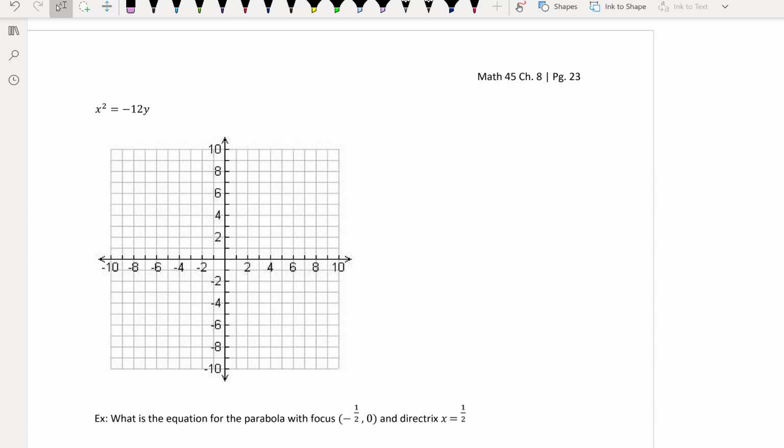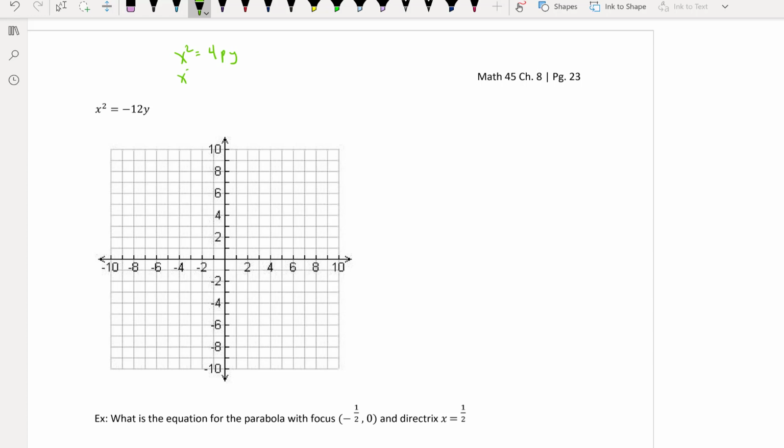Now let's go ahead and graph this parabola, and this one has an x squared. So this is something familiar. When you have x squared, it's either going to be opening upward or opening downward. So again, we're going to have all that information that we had before. Our equation is x squared is equal to 4py.